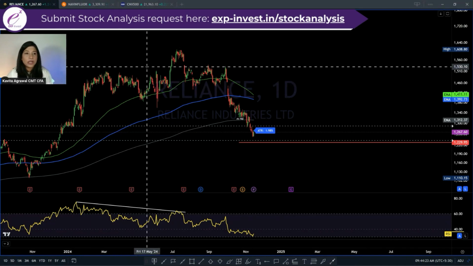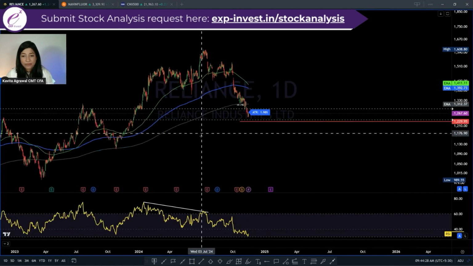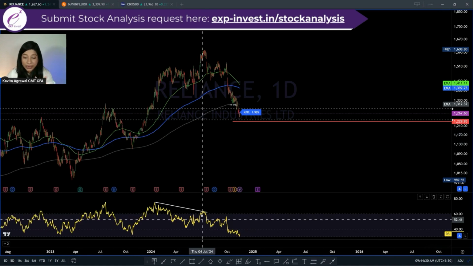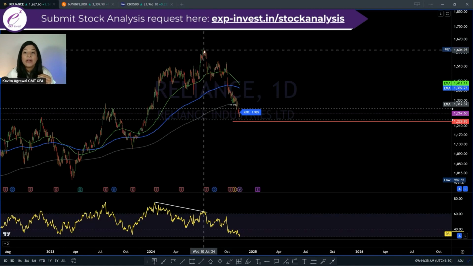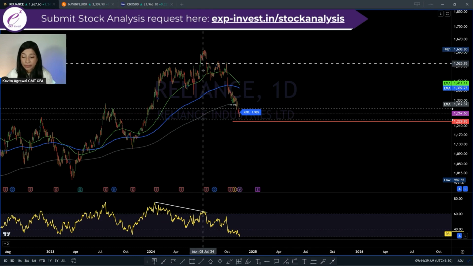Now let's move on and look at Reliance, which is the first stock request for the day. We only have two today. So on Reliance, there was a massive negative divergence on the daily time frame, which was a very strong giveaway from July onwards that we were expecting a correction here.